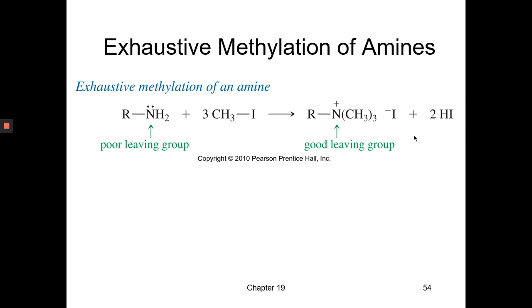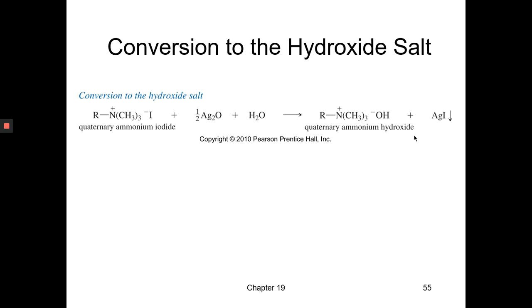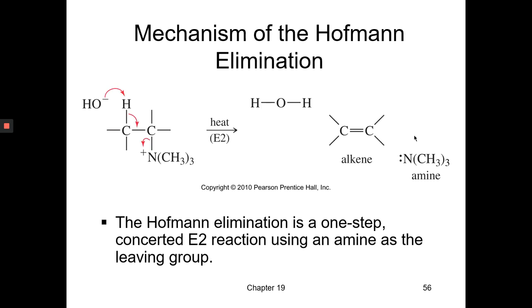We use excess iodomethane, and then we convert the iodide salt to quaternary ammonium hydroxide salt. And then when we heat this, the quaternary salt undergoes an E2 elimination, and we get an alkene and a tertiary amine.